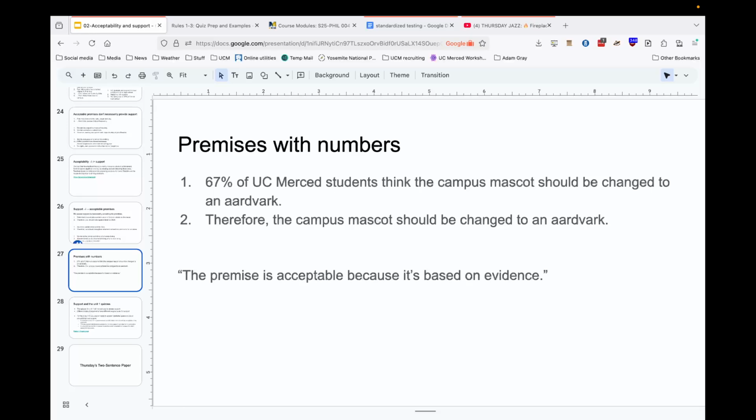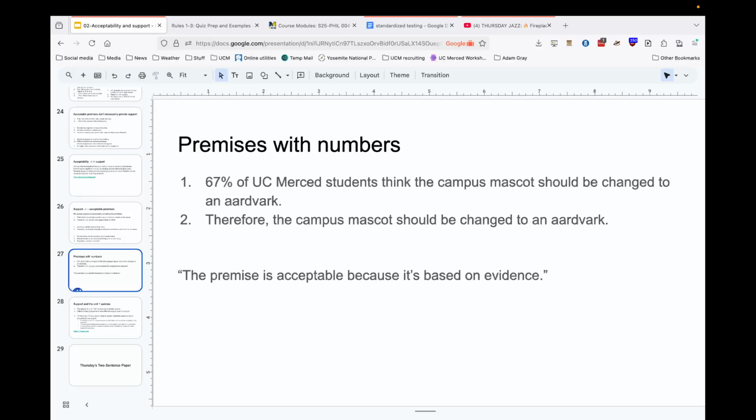Another common confusion: premises with numbers. Oh, that's why this is here. This one is actually about acceptability rather than support, but I put it here because it relates to getting acceptability and support confused. So consider this argument. 67% of UC Merced students think the campus mascot should be changed to an aardvark. Therefore, the campus mascot should be changed to an aardvark. Okay.